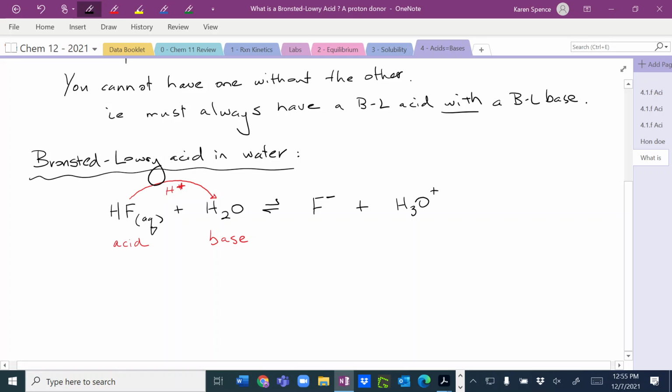Do you remember what the name of this H3O plus ion is called? That is called the hydronium ion. And it is what really happens in water. Do you remember how we were showing the dissociation of acids in the past unit? We used to show HF, what does it do? It dissociates into H plus and F minus. That's not reality, okay? This is what I like to call the shorthand version.